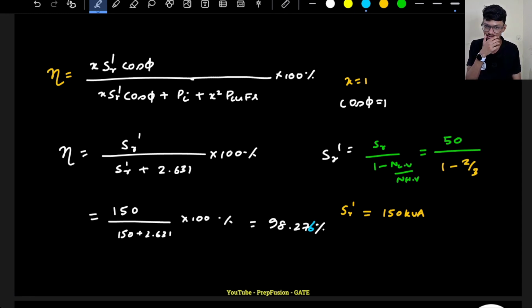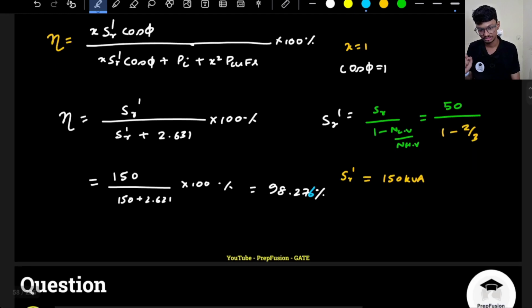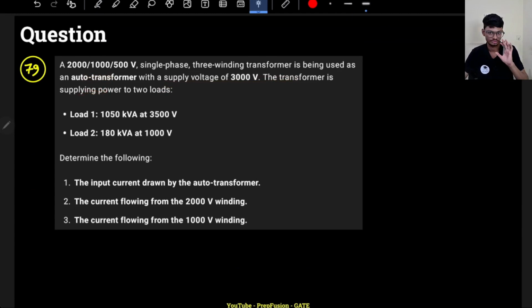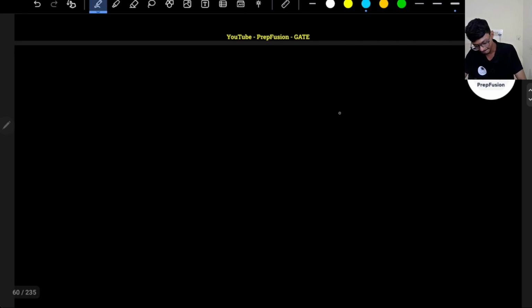Now let's solve the next question. So this is the next question. Here a 1500 volt single phase 3 winding transformer is being used as an auto transformer, with a supply of 3000 volt. So the input side is 3000 volts. Actually these two coils will be added basically. So I have 3 coils. I will draw this first.